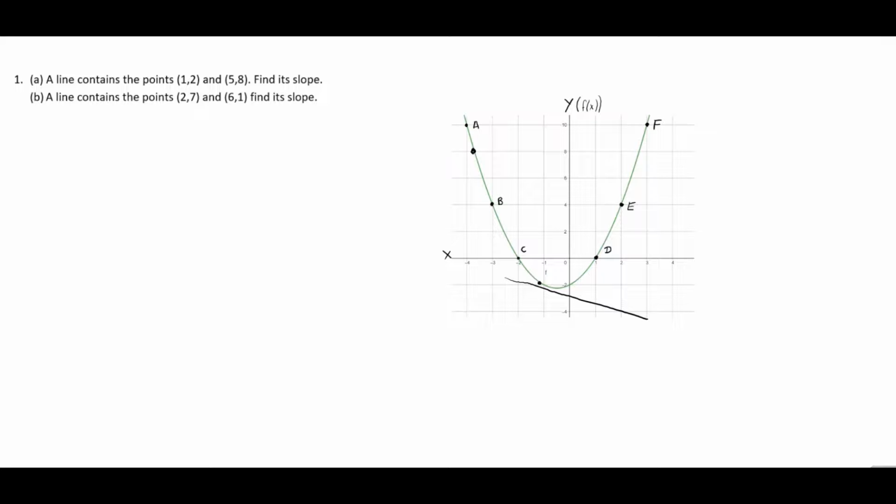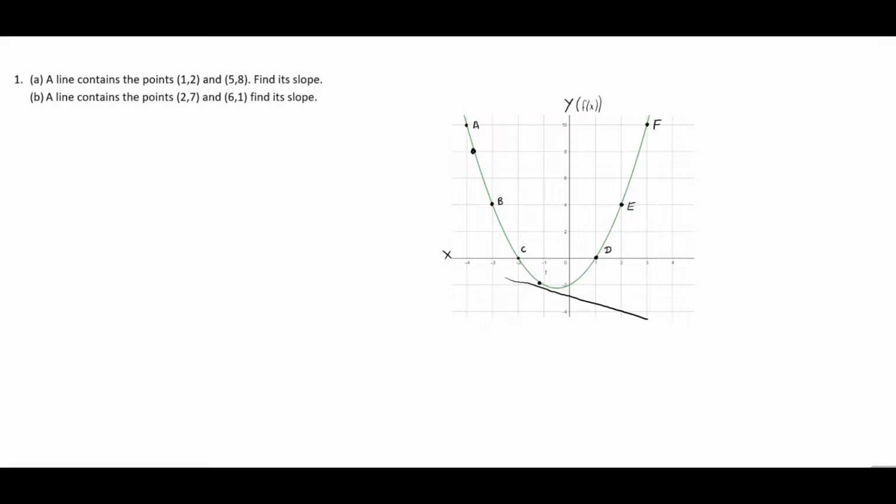Hello, so in this video we're just going to be doing an introduction into the average rate of change. The first thing that we're going to look at with the average rate of change is just the slope of a line, because a line doesn't change at all. So once you've found its slope, you've found its average rate of change.